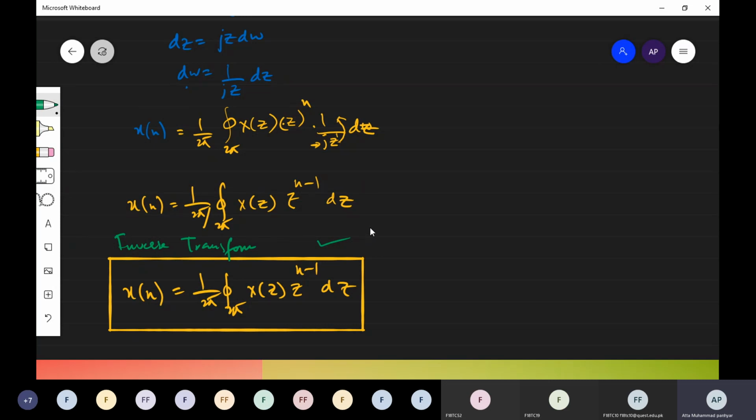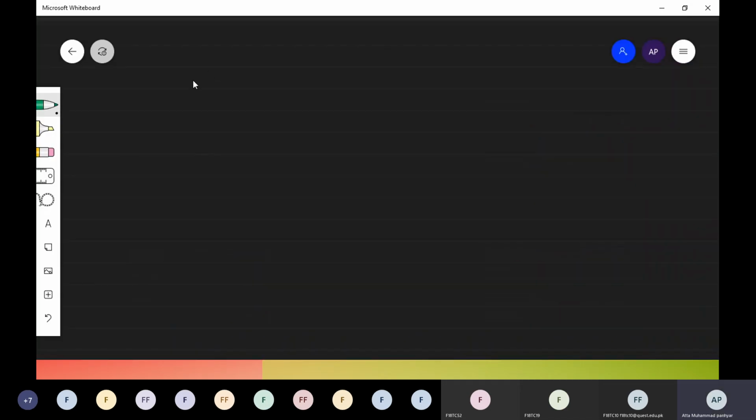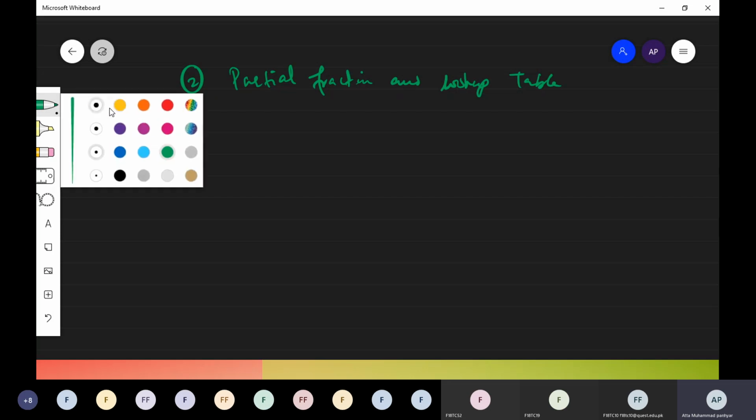Okay, because this is a very tedious way of calculating the inverse transform, most of the books don't follow this. What they follow is called the second method, partial fraction and lookup table. What does that mean? We can solve it through an example and then we can get a clear idea of what I'm talking about.